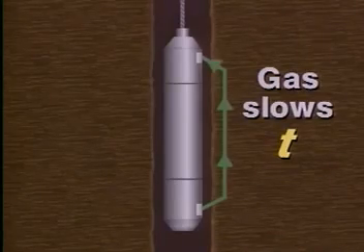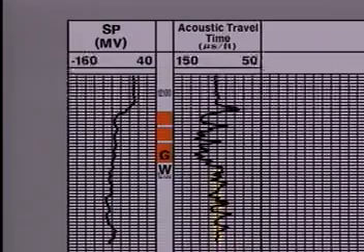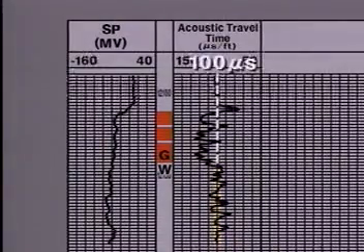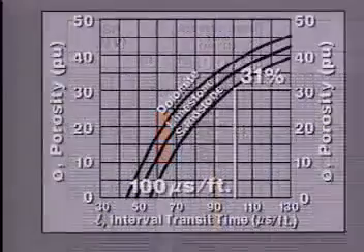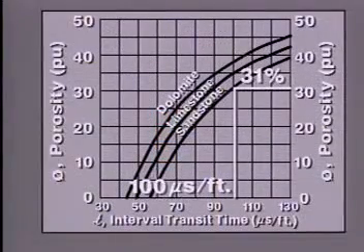Note that travel times are generally faster in the water-saturated sand below the gas column, averaging about 100 microseconds. Using our chart again, this reading gives us a porosity value of 31%, which is closer to the true porosity value of the sand compared to the high porosity value determined in the gas column.